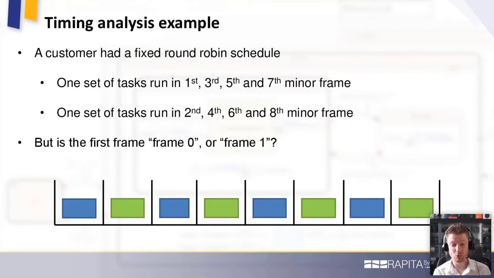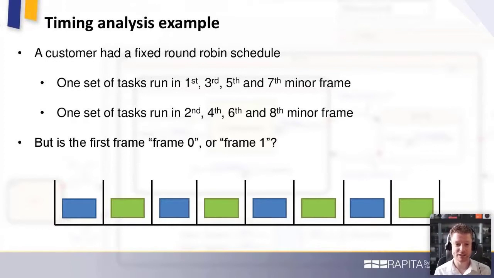This is a real example. We were working with a customer who had a fixed round-robin schedule with a number of minor frames, 8 minor frames in every major frame. And they had one set of tasks that was supposed to run in the 3rd, 5th, and 7th minor frame, and another set of tasks that was supposed to run in the 2nd, 4th, 6th, and 8th minor frames.